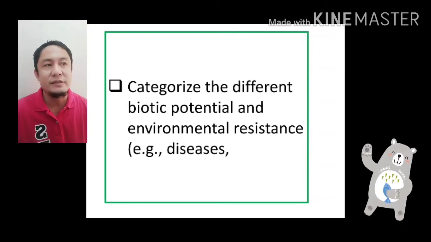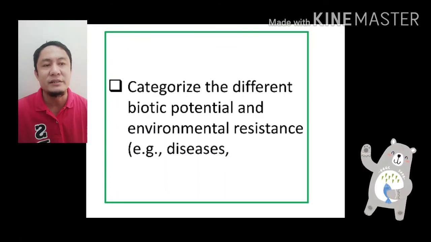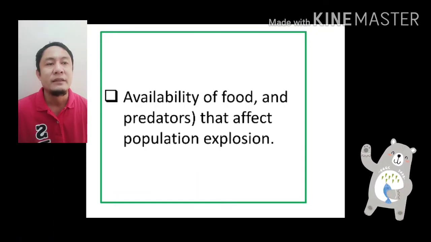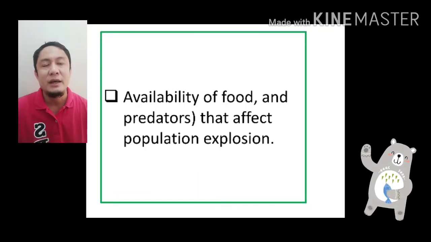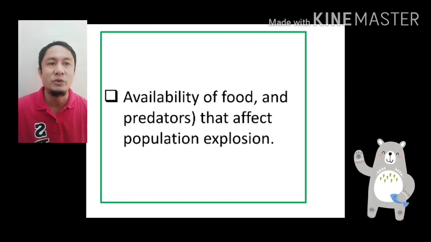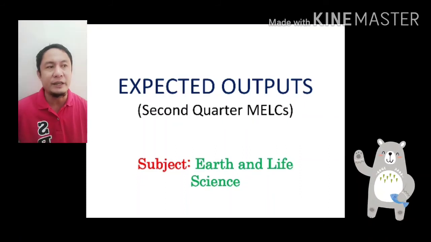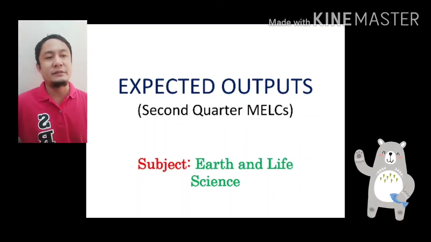Then categorize the different biotic potential and environmental resistance. Example, diseases, then availability of food and predators that affect population explosion. Expected outputs po natin for the second quarter, again under MELCS, in the subject area Earth and Life Science.